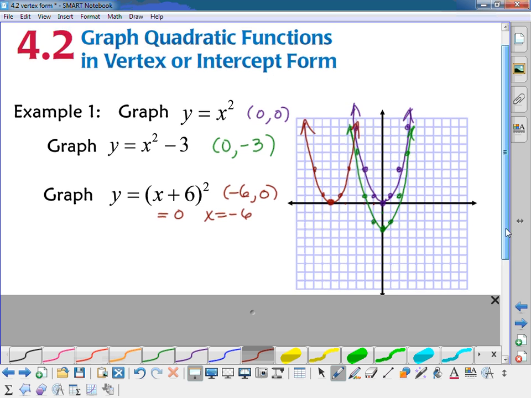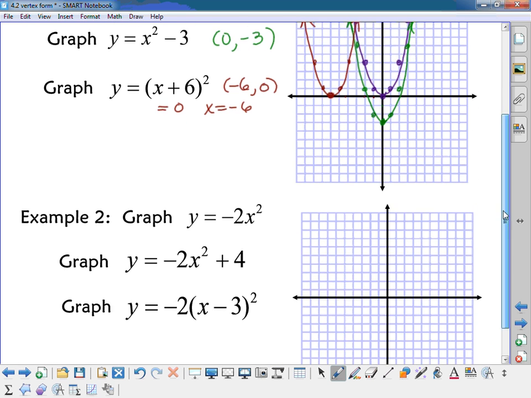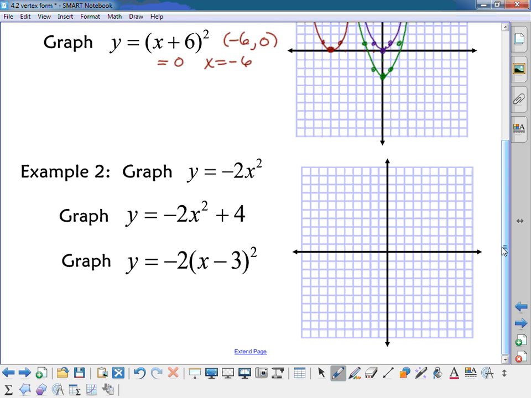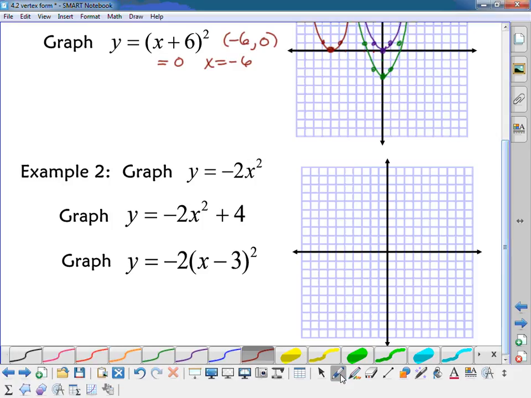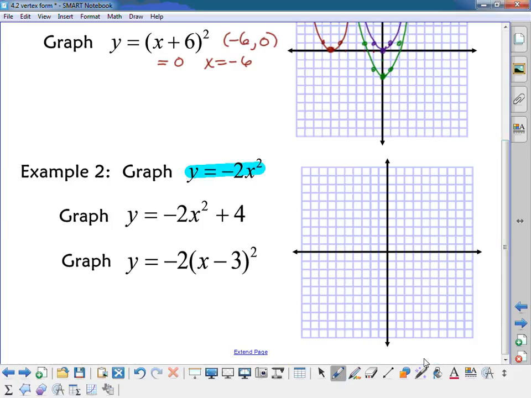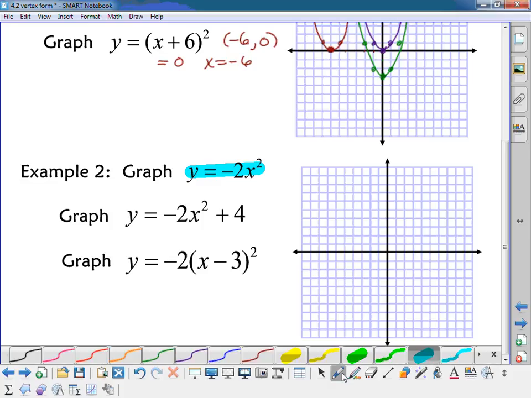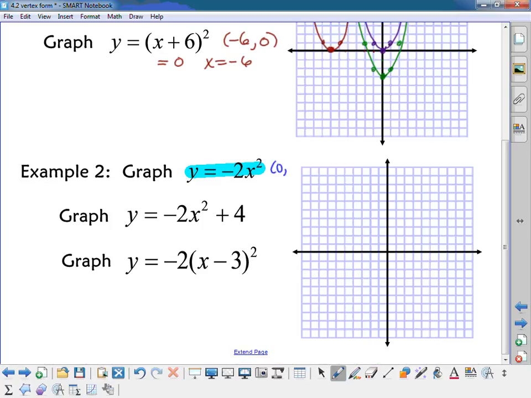All right, let's take a look at another one. So now we're going to go to a new graph, okay? So the first one we're going to graph is y equals negative 2x squared. So I'll do that one in blue. All right, so again, I'm looking for my low point, although in this case, what's going to happen to my parabola? It's going to be flipped over, isn't it? So I'm actually finding the high point. At any rate, I want to find the point, the vertex. So that's going to be when x is 0. So if x is 0, y is still going to be 0 on this one, right?